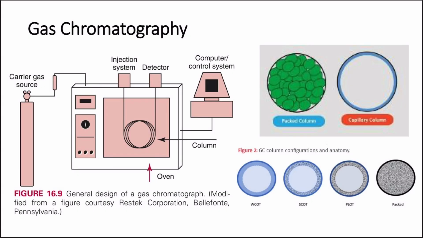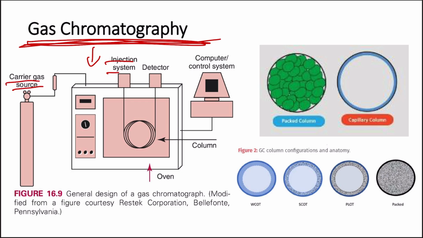Now coming to the first major category, that is known as gas chromatography. Here you can see a pictorial demonstration of gas chromatography. It has the following components: the carrier gas source, then the injection system, then the column which is present within the oven in which the temperature is maintained, then the detector, and finally this system is connected to the computer, which is also the control system.